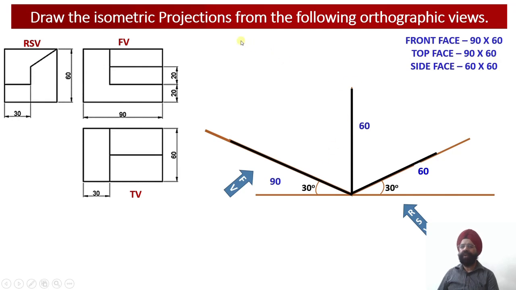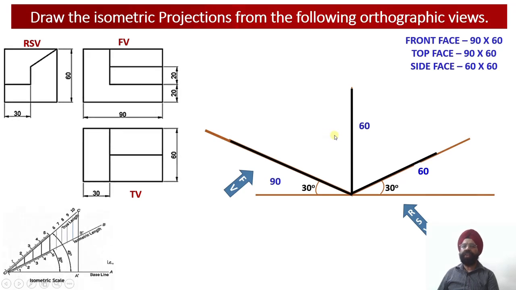Similarly, the rectangular projections at the top will also be the same, right? So once we know that this is the projection face for the side view, this is the projection face for the front view, this is the projection face for the height, right? So this way we'll be able to draw all these projections onto the isometric plane.